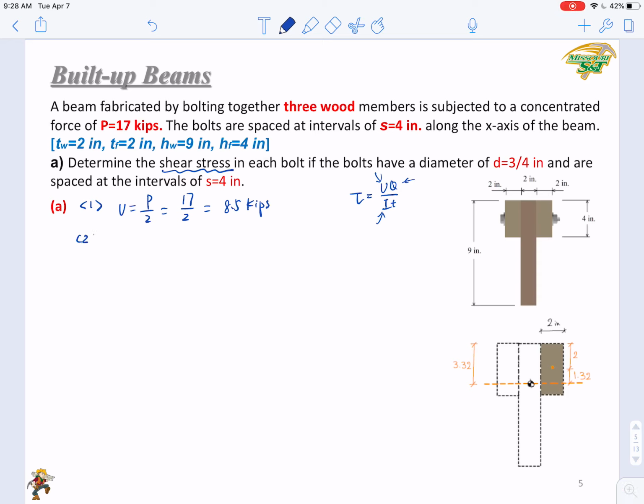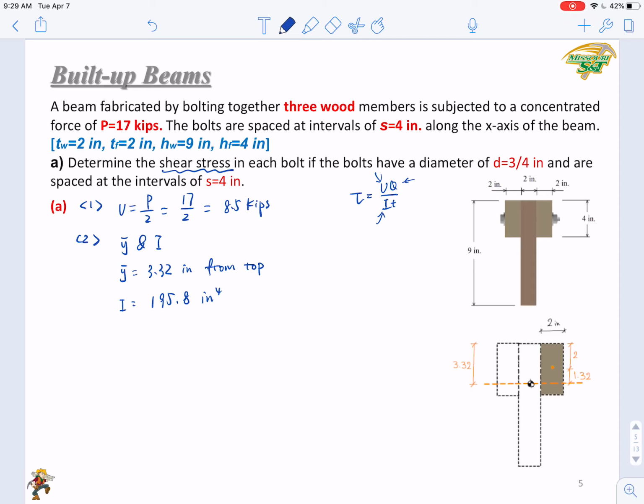Then the second step, we will determine y bar and I. Right? Again, I believe you know how to use those two tables to calculate these two values. Okay, I directly give you the results. Y bar equals 3.32 inch from top, and I is 195.8 inch to the fourth.